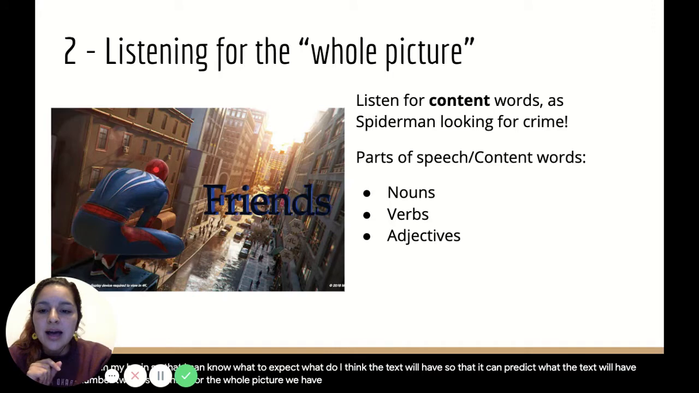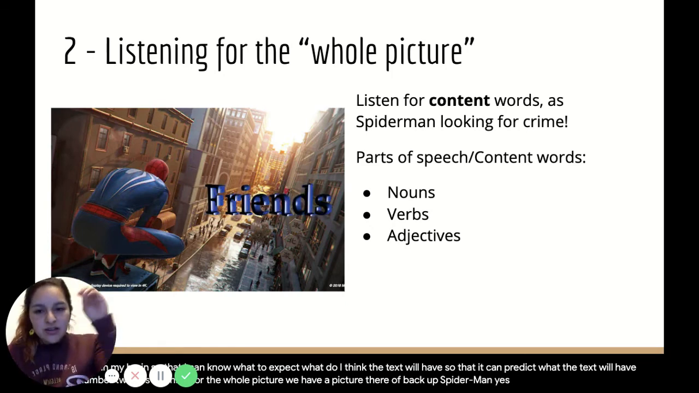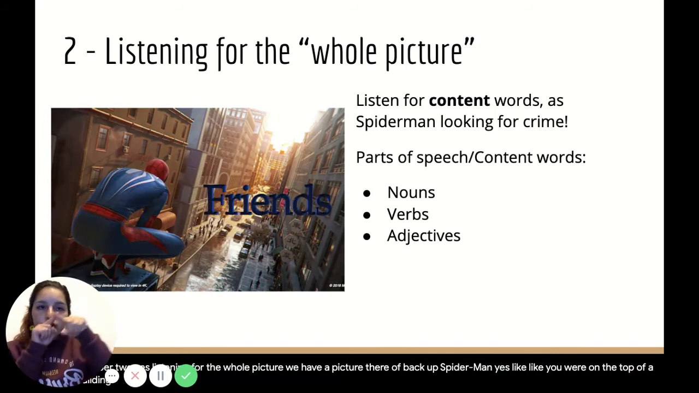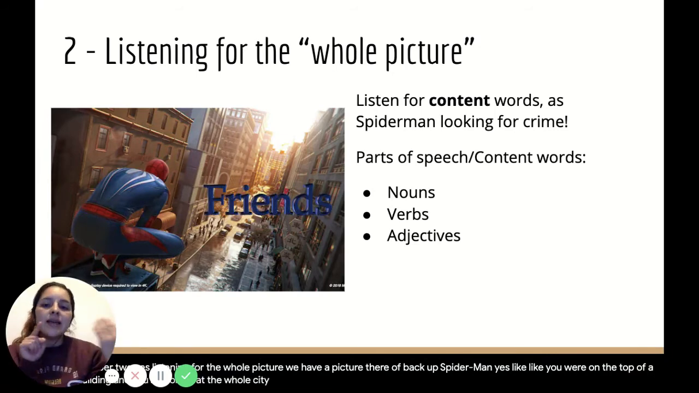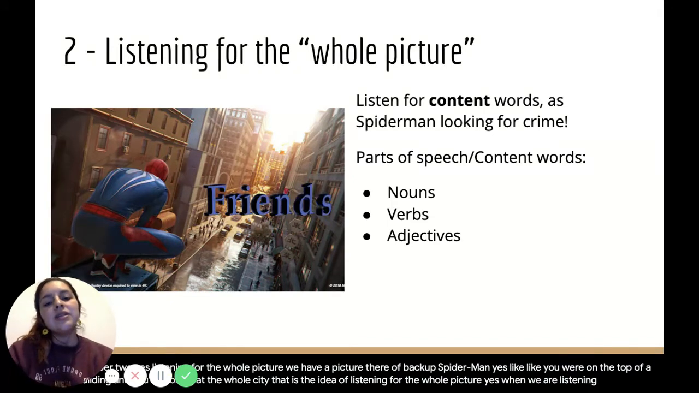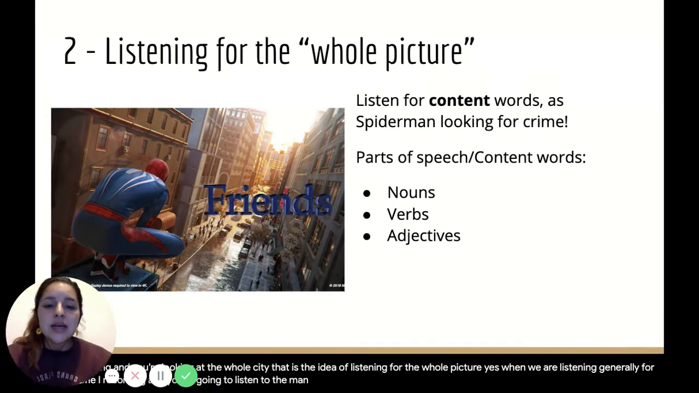We have a picture there of Spider-Man. Like you were on the top of a very tall building and you're looking at the whole city. That is the idea of listening for the whole picture. When we are listening, generally for the first time, to a recording, you're going to listen to the main idea of the text and key words.